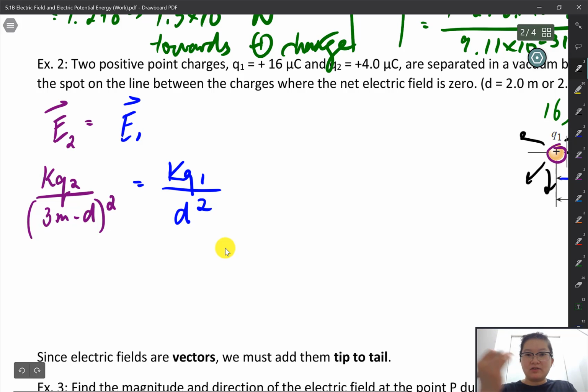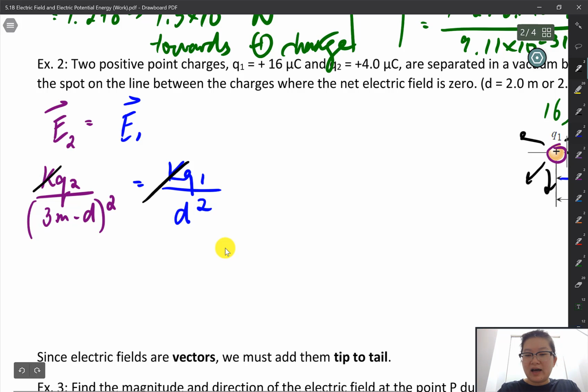But since I've considered the directionality already, I don't need to worry about putting in negatives and positives, even if we're dealing with a negative charge. Same idea, but negative charges will cancel anyways. Speaking of canceling, these k values will cancel, so let's get rid of them first.